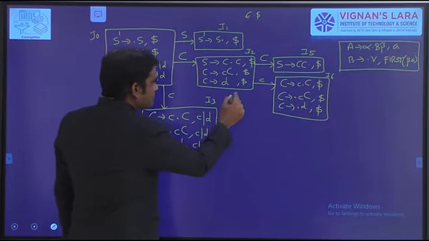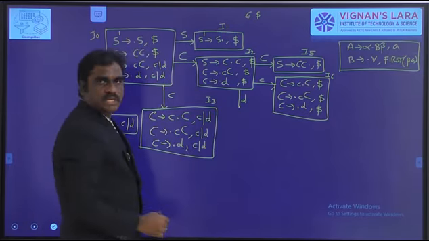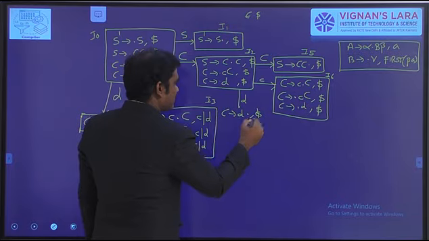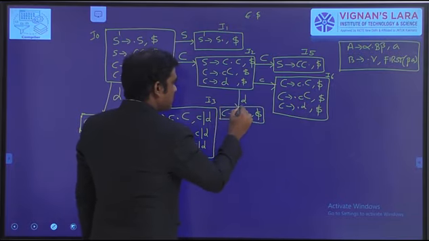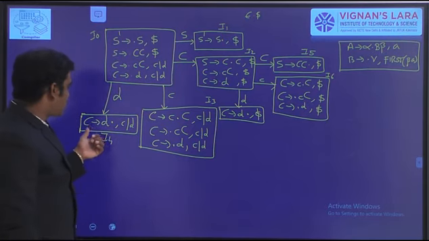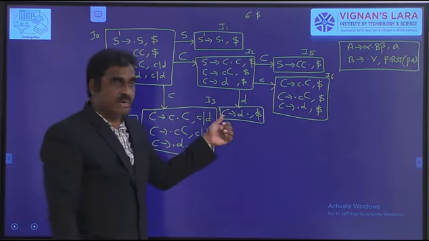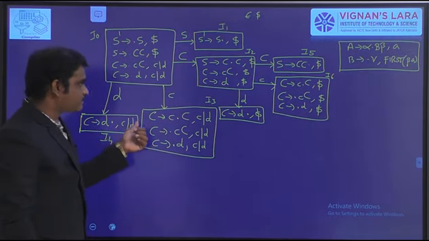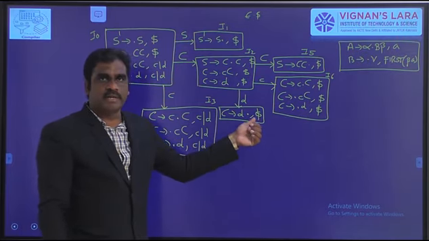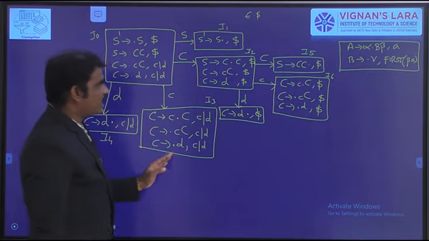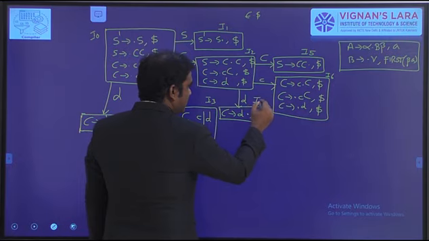Next one, d. The result is C to d dot, comma dollar. What is the item number? If you observe I4, the first part is the same, C to d dot, and here also the first part is the same, C to d dot. But the second component is different. In I4 it is c or d, whereas in this case the second component is dollar. That means both are different, and it is not possible to give the same numbering. So this is I4 and this is a new number, I7.